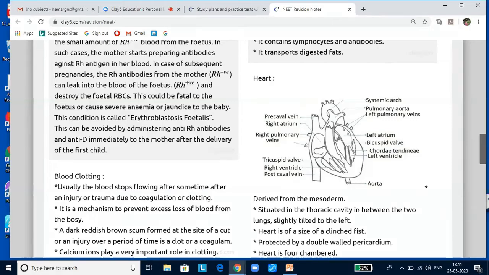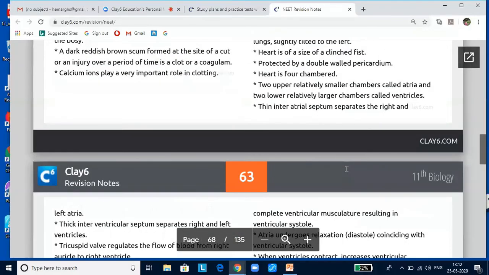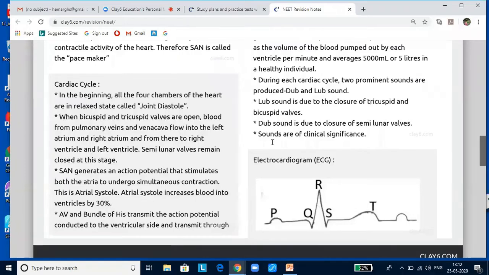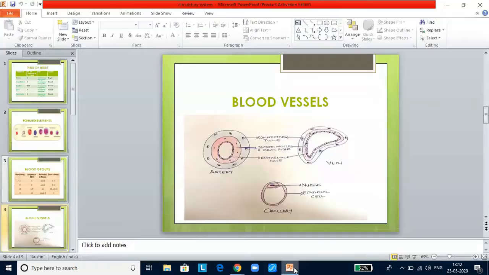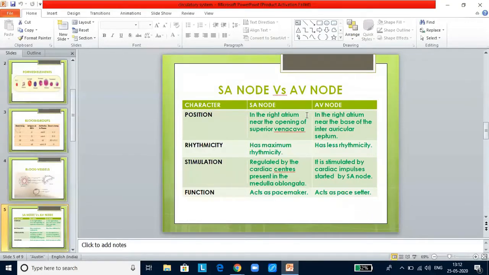Now, this is the structure of the heart. As I said, you need to know all the terms that are associated with it, and also the location and the function. Now, before getting back to the cardiac cycle, let us see some distinctions we need to learn from the NEET point of view: SA node versus AV node.